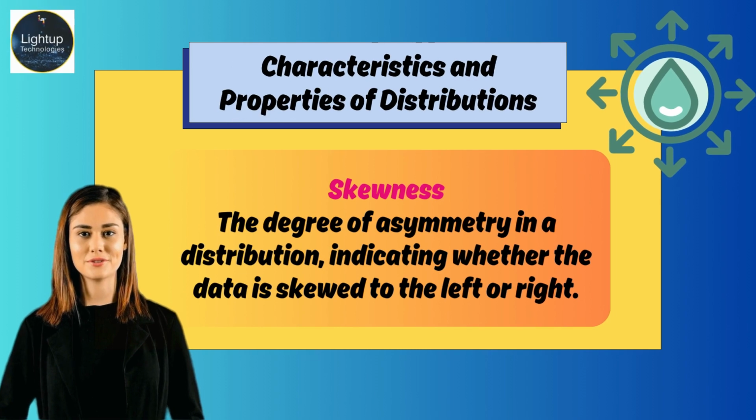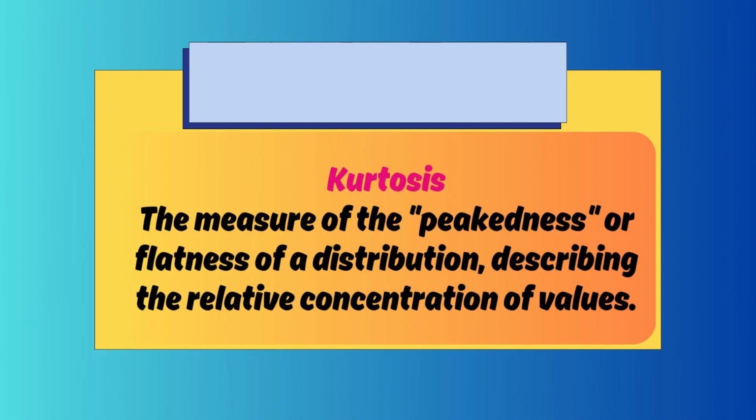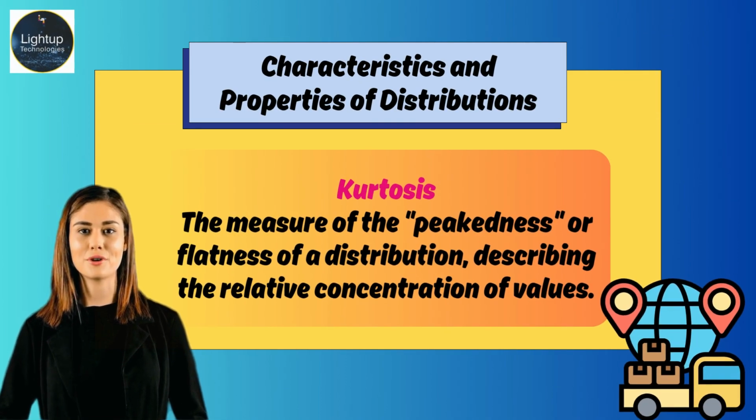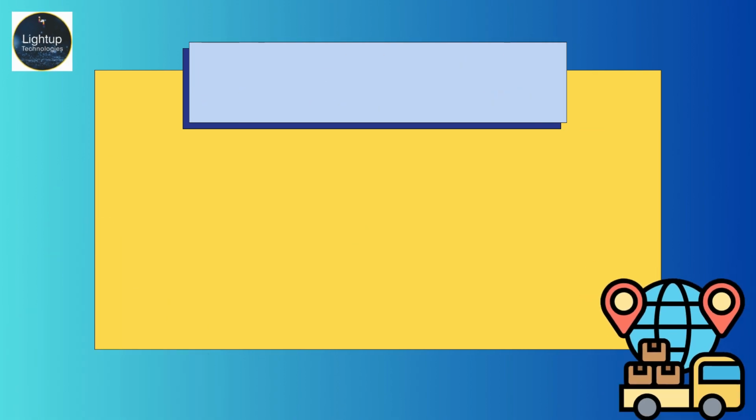Skewness. The degree of asymmetry in a distribution, indicating whether the data is skewed to the left or right. Kurtosis. The measure of the peakedness or flatness of a distribution, describing the relative concentration of values.